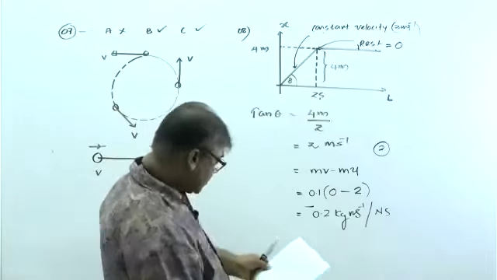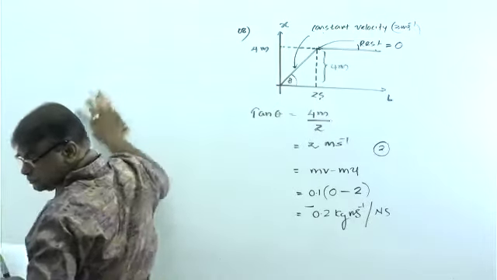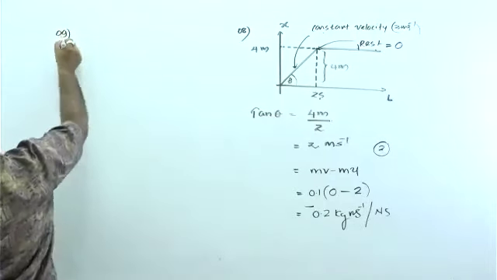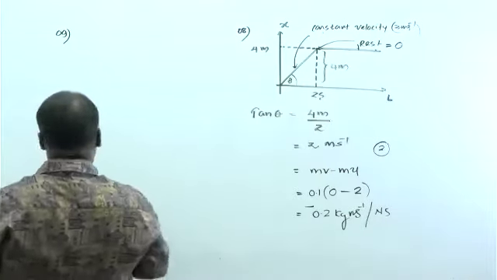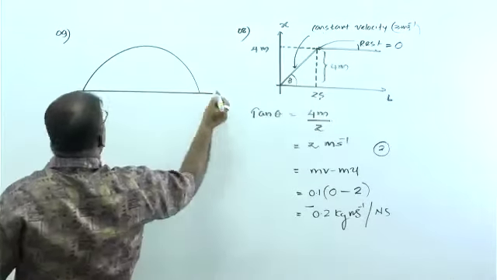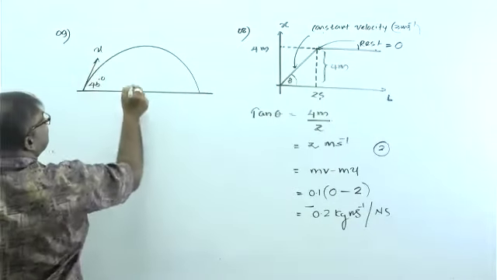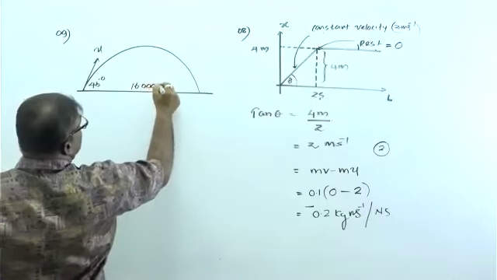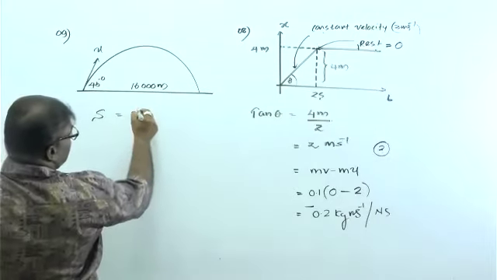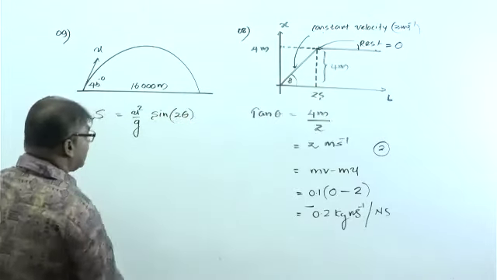Okay. Question number 9. The maximum range of a projectile is 16 kilometers. But you should remember, maximum horizontal range is made at 45 degrees with the velocity u. This is 16,000 meters. Then the horizontal range is written u squared over g, sine 2 theta. If you remember this, the calculation is easy.